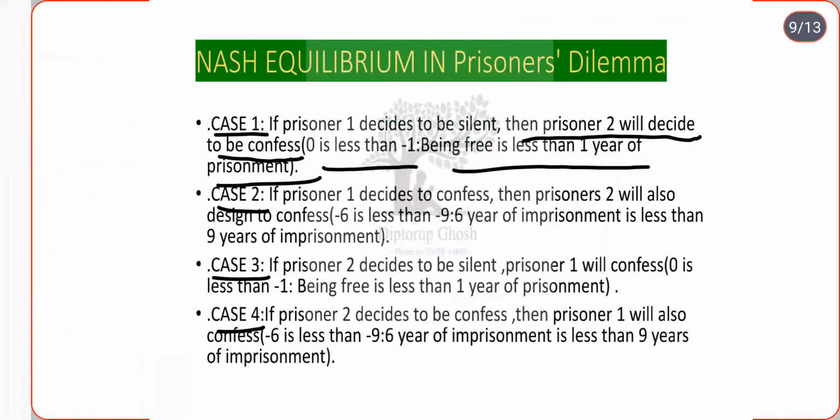So if prisoner 1 decides to be silent, then prisoner 2 will decide to confess. So 0 is less than -1, being free is less than 1 year of imprisonment.